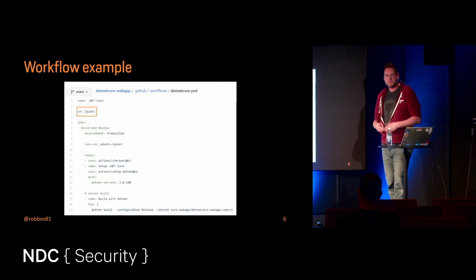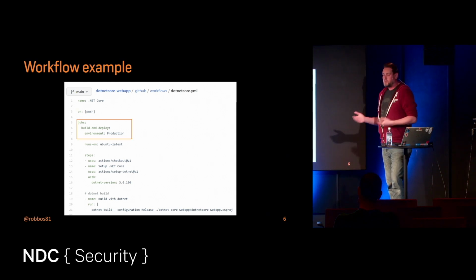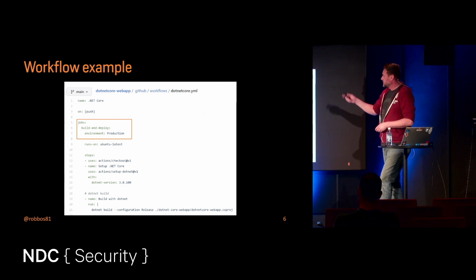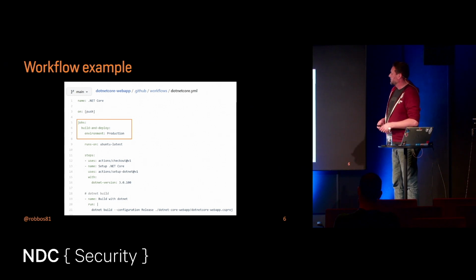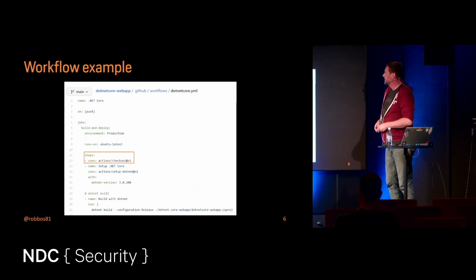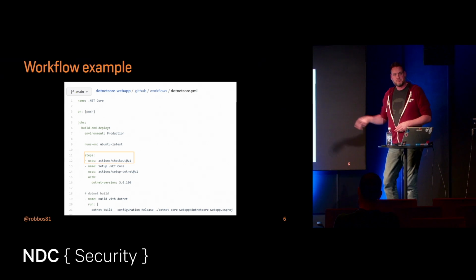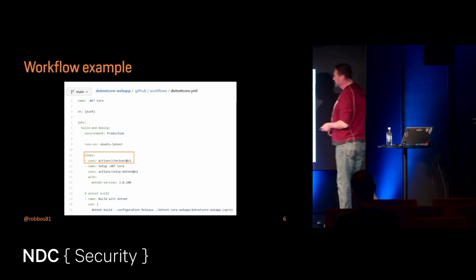In this case, we're triggering when somebody pushes code back into the GitHub repository. And from there, you run one or multiple jobs. In this case, we've got one that does the build and deploy in one job. And we're pushing, in this case, to a label on an environment that we call production. In there, we have an array of steps. And the steps are then the actual building blocks.